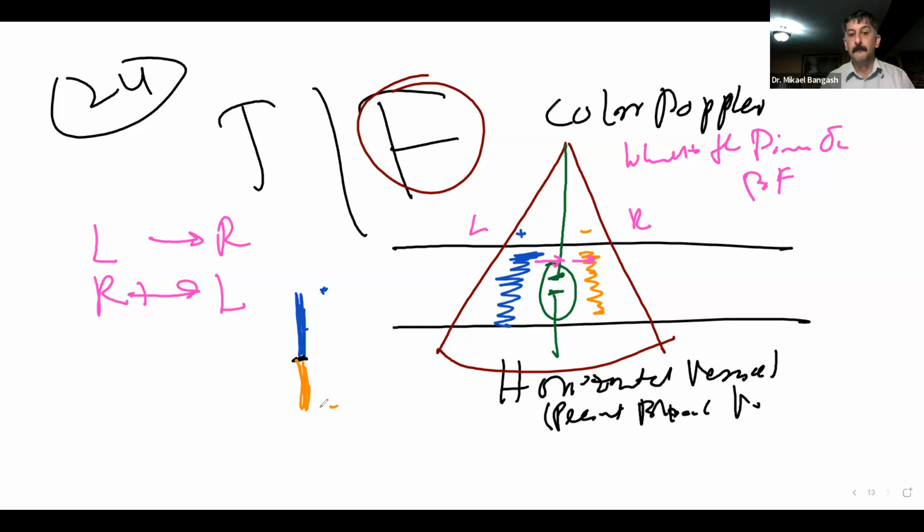Did that make sense? So how would it look if it's going from right to left then? Then the colors would just have been flipped. Had the blood flow been in this direction, you may have blue on this side and orange on this side. But the sample gate would still be the same. All right.